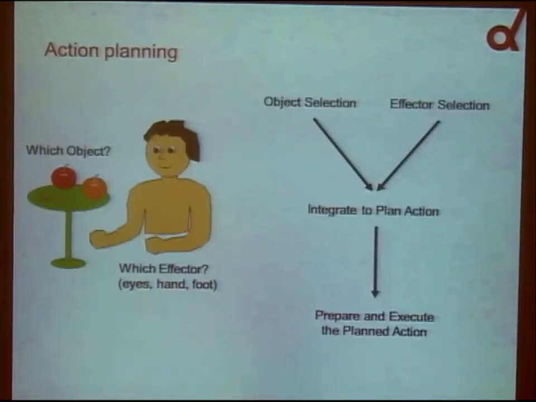Well, if we think about that problem, I think there's two very important components. If there's objects on the table, you have to select which object you want to act upon. Let's say you can only act upon one object at a time. But you also have to know which effector you are going to use in order to make that act. Are you only looking at the object? Are you grasping the object? Are you kicking the object? So you also have to select your effector system. And so you have an object selection problem and you have an effector selection problem. And these two need to be integrated in order to plan action.